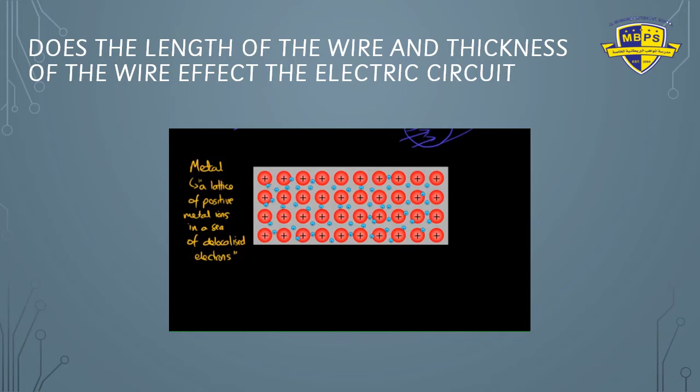But these electrons are buzzing around like little pinballs, bouncing into the atoms, bouncing off, and when a current flows, it's like you apply a pressure to one side of the wire, that's the battery, and that makes these electrons drift to the right, and a current will flow. They're still bouncing backwards and forwards, but they're drifting on average to the right.